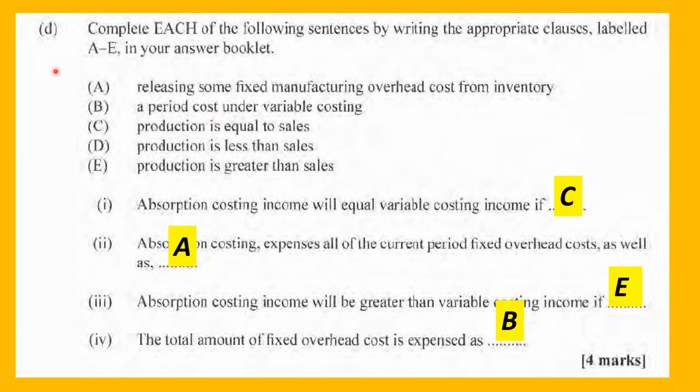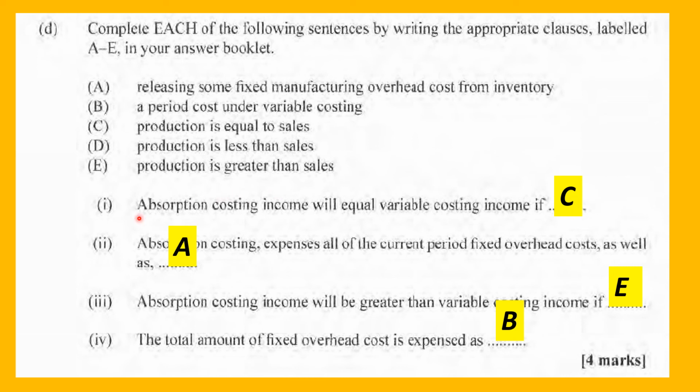Part D. Complete each of the following sentences by writing the appropriate clauses labeled A to E in your answer booklet. And we have some phrases here. Now, if you have been using the CAPE Study Guide for Unit 2, this is coming straight off page 143, I think it is. And all we have to do is pick the letter from there and place it in here.